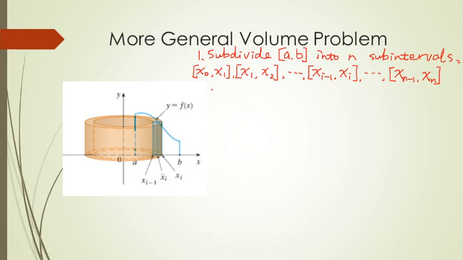And with equal widths, how can we find the formula for the equal width of the interval? With equal widths, my delta x will be (b minus a) over n. It's the same, right? So here we cut the interval [a, b] into n subintervals, and the equal width for each interval will be delta x. How can we find delta x? (b minus a) over n, right? It's the same. Now we draw here.